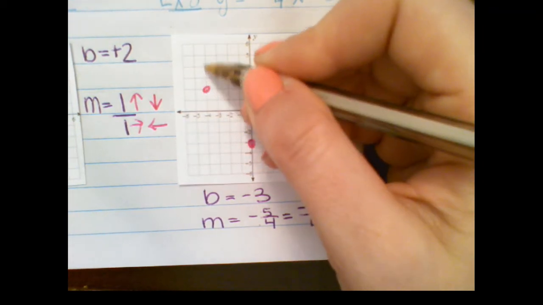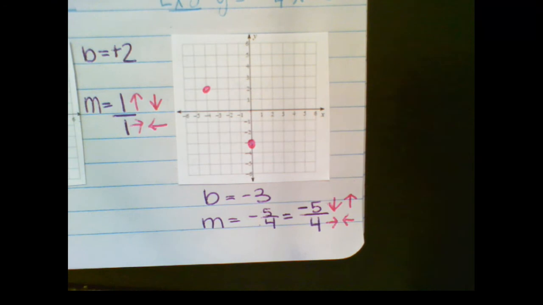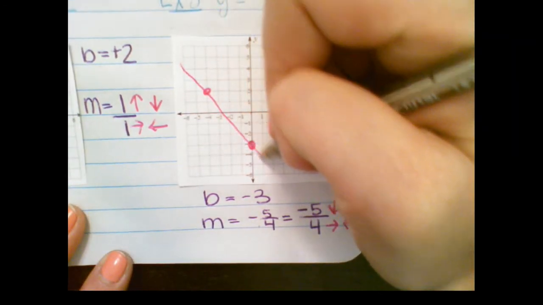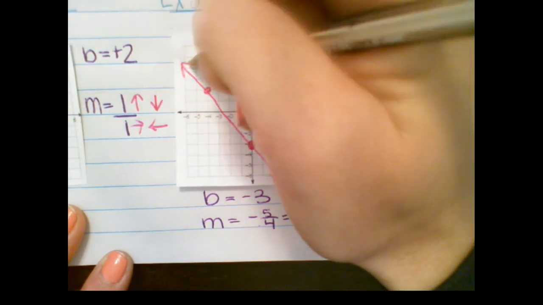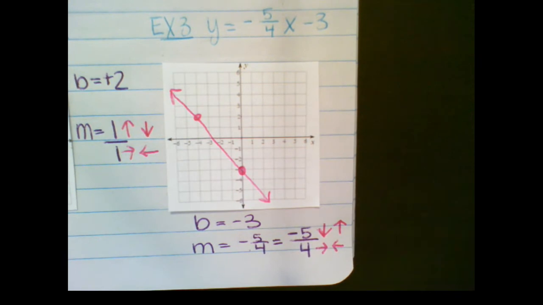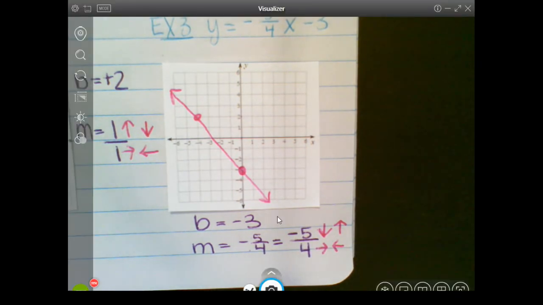Great. Can I go up 5 again? Nope. This time I only get 2 lines. That's okay. I'm going to connect them nice and straight, and I'm going to do the same thing and put an arrow at the end. And there is the line y equals negative 5 over 4x minus 3.